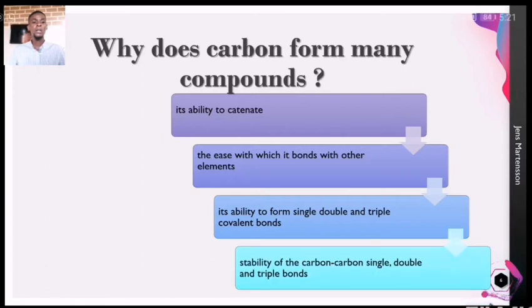Moving on, the last aspect which we'll discuss for the lesson is the stability of the carbon single, double, and triple bond. In other words, it's not limited in the sense that it does form single, double, and triple covalent bonds, but also these bonds are stable enough to remain as a compound and not convert to other forms. So these are the reasons why we have a lot of carbon compounds. So moving on.